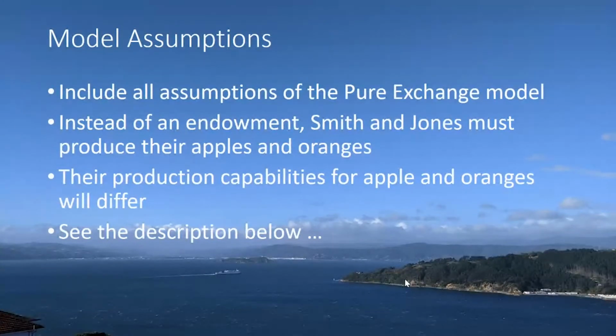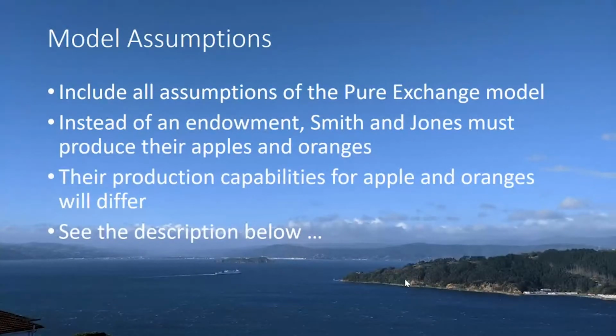We're going to imagine that Smith and Jones have preferences and desires over apples and oranges, that more is better and there's diminishing marginal utility. All of those assumptions from the pure exchange model are going to be kept intact as we move forward. The change we're going to make is a subtle one, but it's going to be an important and distinctive one. We're going to change the original assumption that Smith and Jones simply come to the market with an endowment of apples and oranges. Instead, they're going to produce that endowment. All right, so they're going to have to go to work.